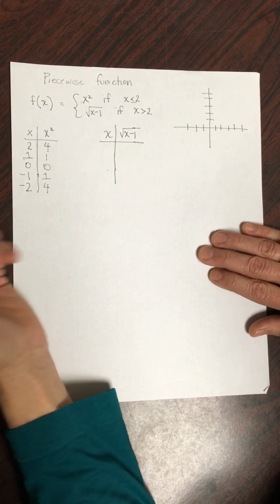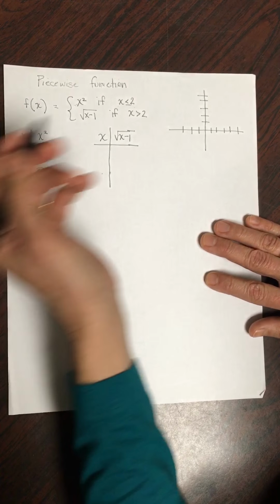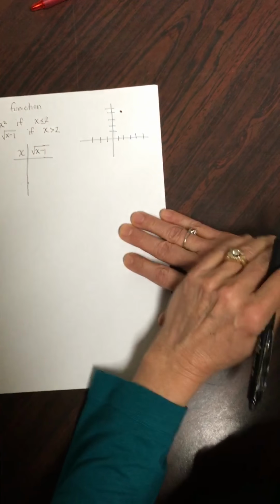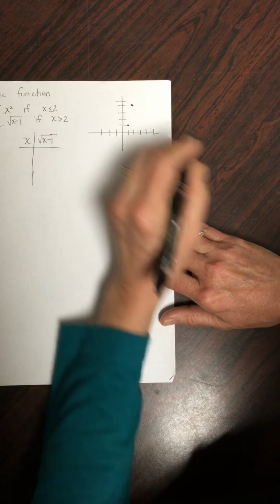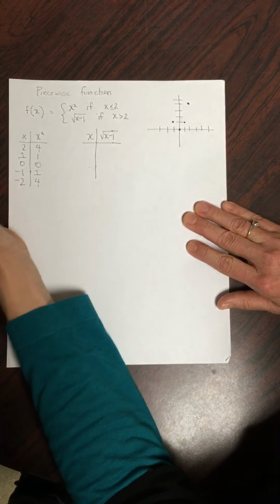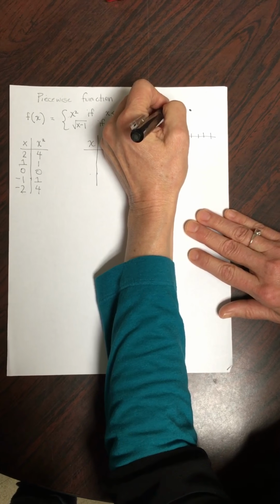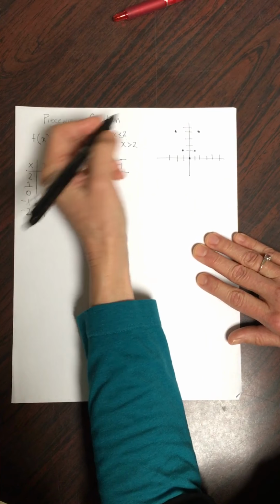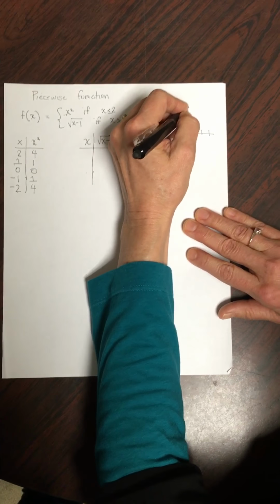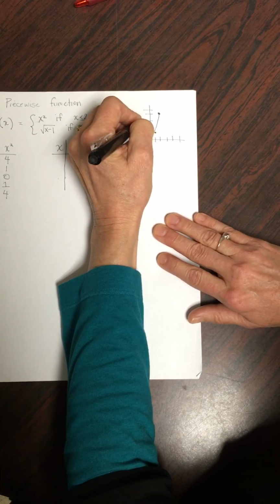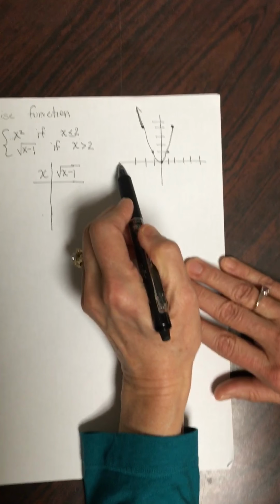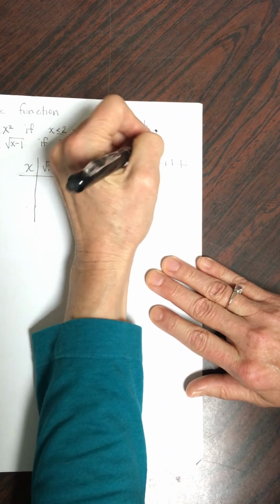All right, so we can start to graph this. So we do 2, that's 2, 4. This is 1, 1, 0, 0, -1, 1, and then -2, 4. So we're going to just keep that for now. Now it starts here, and we're going to make the graph, and then it continues that way because it starts at 2 and it goes out to negative infinity.